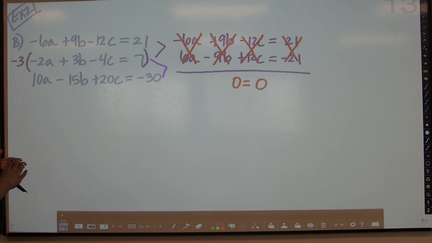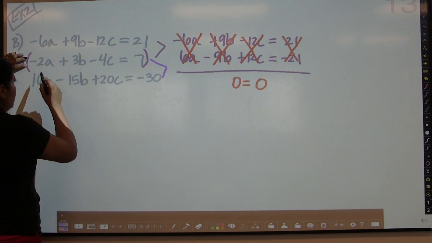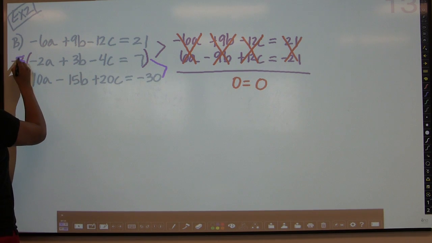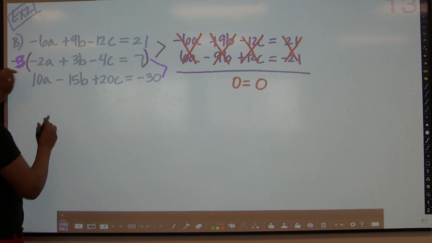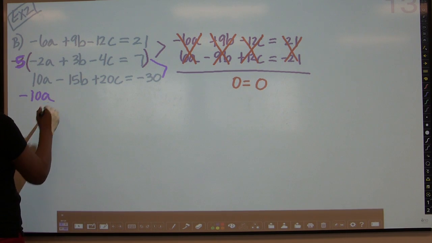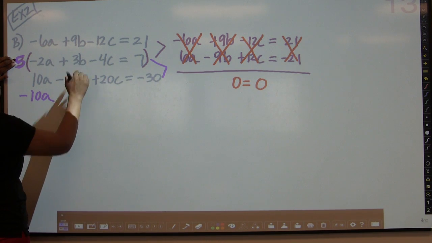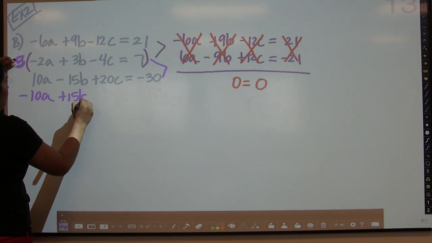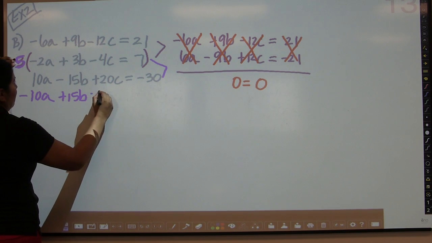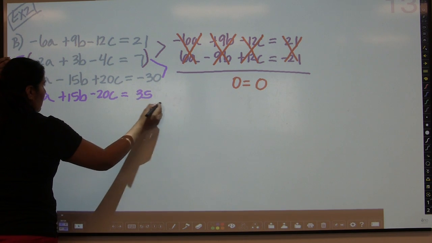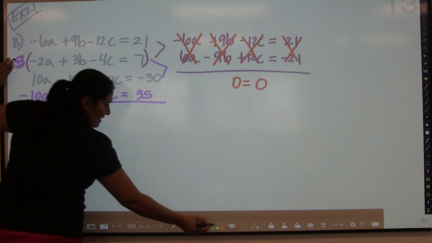Remember again that my goal was to get rid of a the first time around. So I'm going to try to get rid of a the second time around. So I'm going to take my second equation and multiply it by 5 this time, because 5 times negative 2 will give me negative 10a, and then I have a positive 10a. So 5 times positive 3 will be plus 15b, and then 5 times negative 4 will be negative 20c, and 5 times 7 will be 35. And it's almost like the previous one, but not exactly.